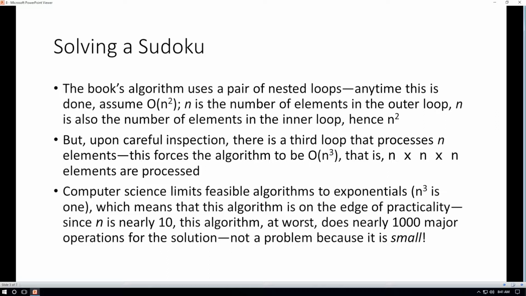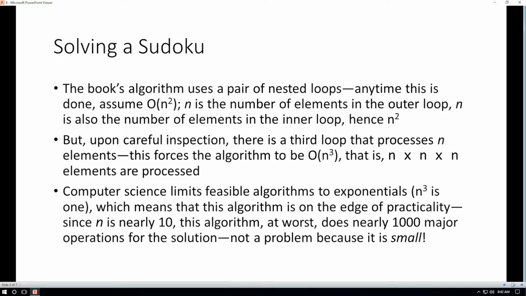But on careful inspection, we notice there's actually a third loop. Each individual cell is visited in row by column order, but once we get the individual cell, we then check in a loop to determine if that number is duplicated anywhere in the row. That's a loop there. And then also the column, well, that's another loop, but they're in parallel to each other, so we don't consider it n to the fourth power, but still just n cubed.